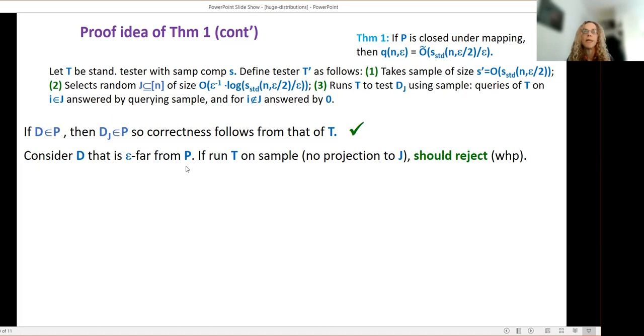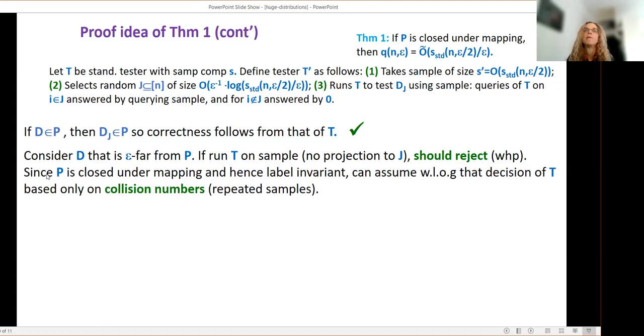So let's consider a distribution D that is epsilon far from P. Okay, so what does this mean? It means that if we could run T, the standard tester, on the sample, with no projection to J, it should reject with high probability. Now, since P is closed under mappings, this means it's label invariant. We defined this notion of label invariant before. We can actually assume without loss of generality that the decision of the standard tester is based only on collision numbers.